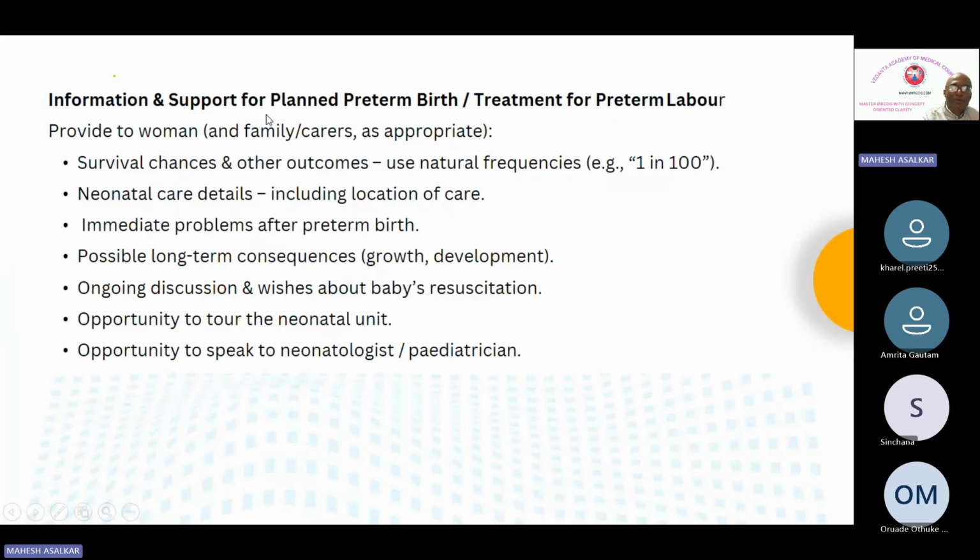So what information and support for planned preterm birth or treatment for preterm labor do we need to provide? We need to provide the woman with information regarding the chances of survival and the possible outcomes. The neonatal care details we need to discuss. Immediate problems after the preterm birth. Possible long-term consequences. Ongoing discussion and wishes about the baby's resuscitation. Opportunity to visit the neonatal unit, or they can speak to the neonatologist and pediatrician. This is what NICE says, that whenever you are dealing with or delivering a preterm, we need to carry out these things.